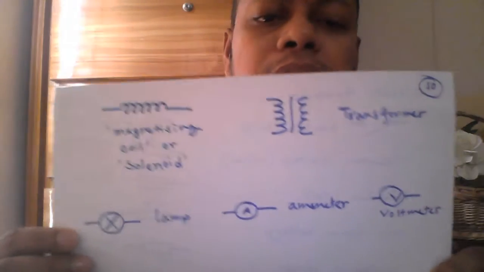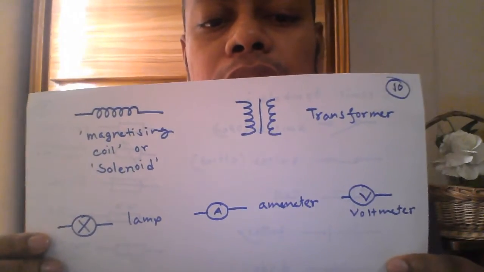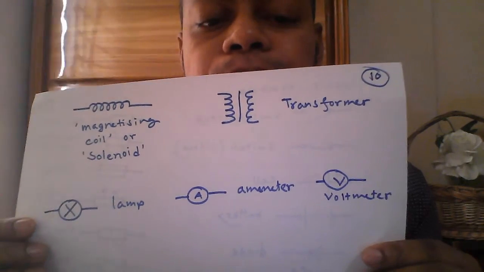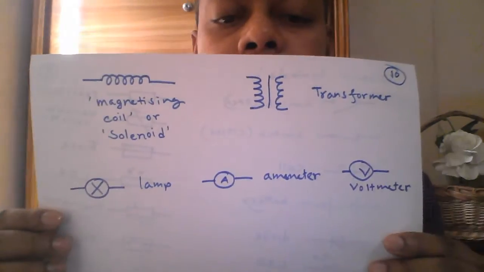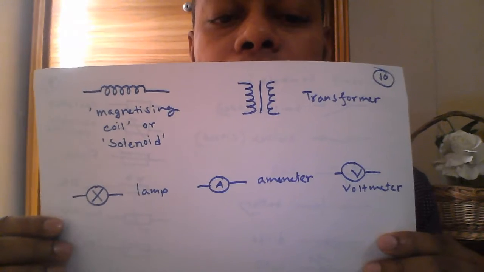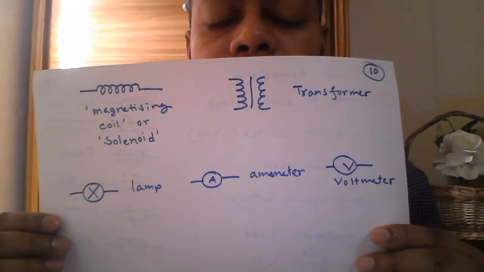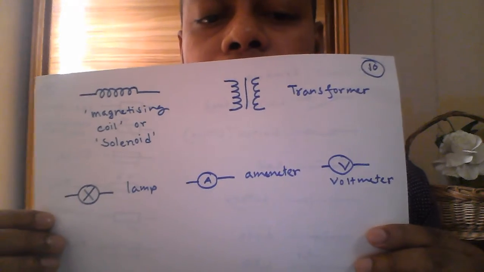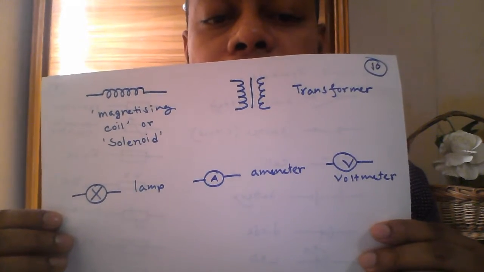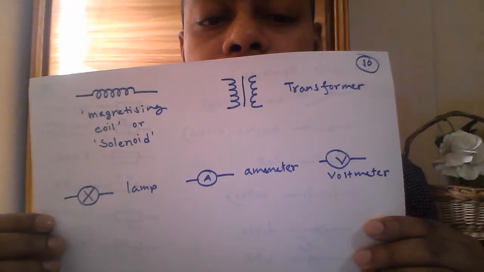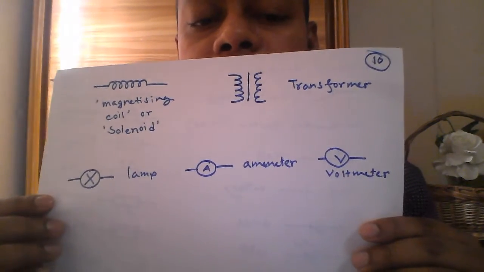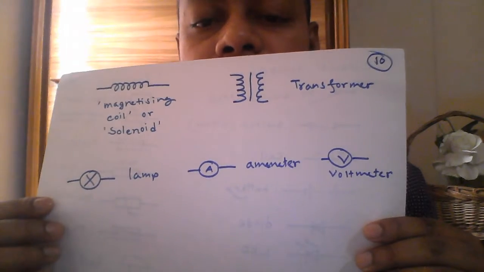Look, magnetizing coil or solenoid. You know, we learned this about solenoid and its function in magnetism. So there we got magnetizing coil where we can produce north and south pole. So the symbol of this magnetizing coil is shown here.